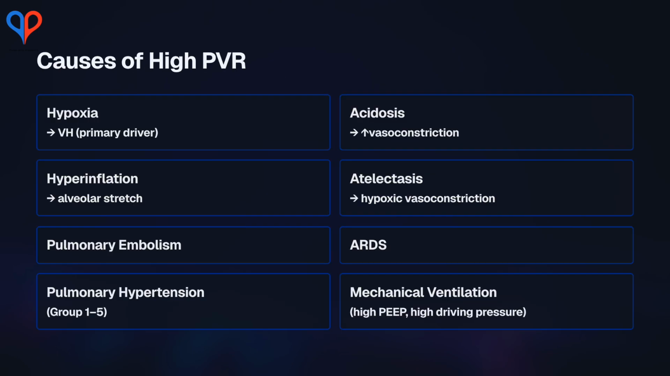Factors that increase PVR include hypoxia, hypercarbia, acidosis, high lung volumes, atelectasis, pulmonary embolism, ARDS, and pulmonary hypertension. Mechanical ventilation, especially with high PEEP or high driving pressure, increases alveolar distension and raises PVR. Correcting oxygenation, ventilation, and lung mechanics is therefore as important as pharmacology.